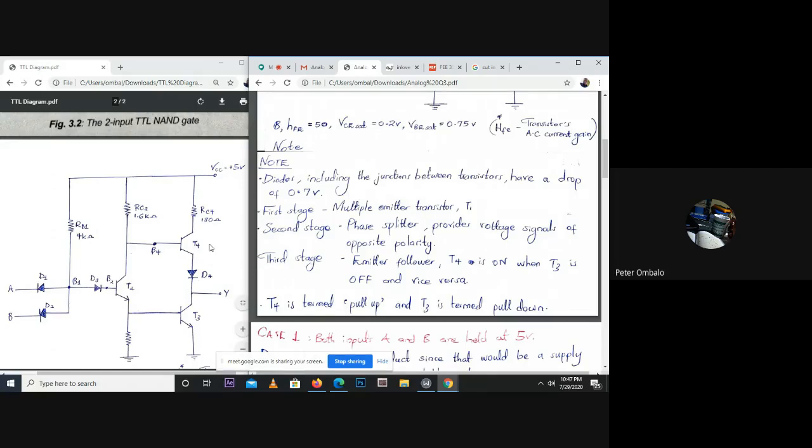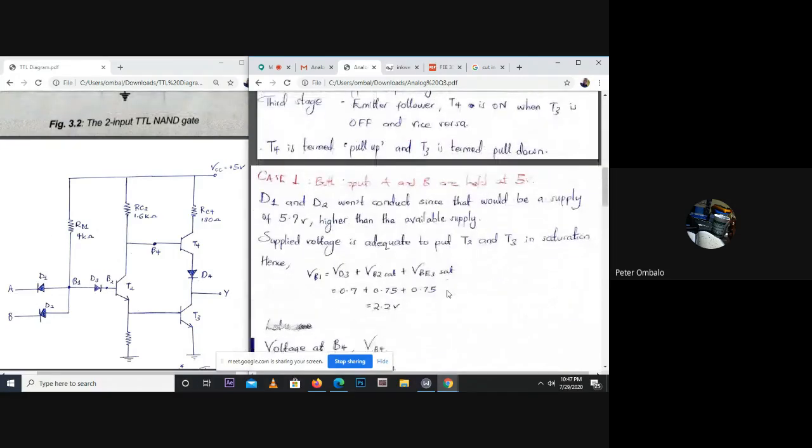And the third stage, the last stage, is called an emitter follower. Whenever transistor T4 is on, transistor T3 will be off, and vice versa. So T4 is termed a pull-up transistor, and T3 is termed the pull-down transistor, as we will see. Our output is going to be at Y, and T4 is going to play the role of giving us a logic high, and T3 is going to play the role of giving us logic low, hence pull up and pull down.